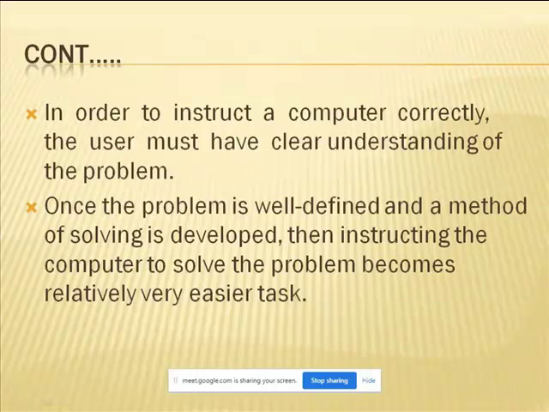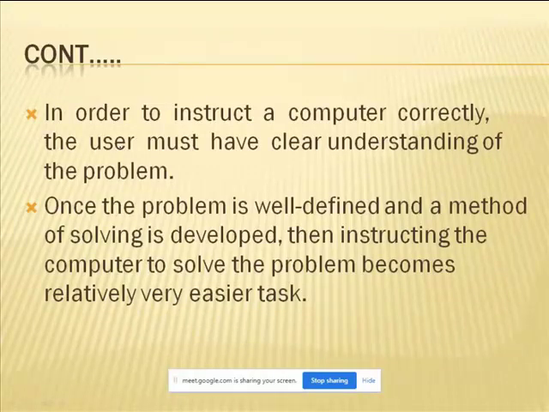In order to instruct a computer correctly, the user must have a clear understanding of the problem. Why? Because if the user understands the problem, then only will he instruct the computer. First of all, the user has to understand the problem. Unless the user understands the problem, he cannot explain it to the computer in conversion to machine language, because the system understands only the system language.